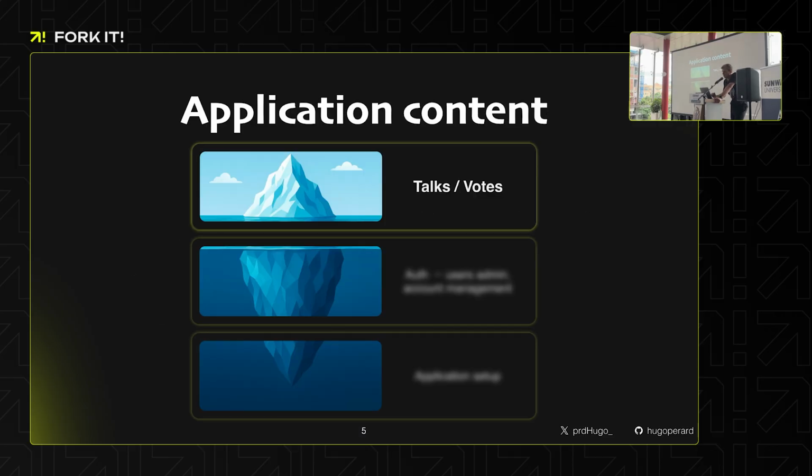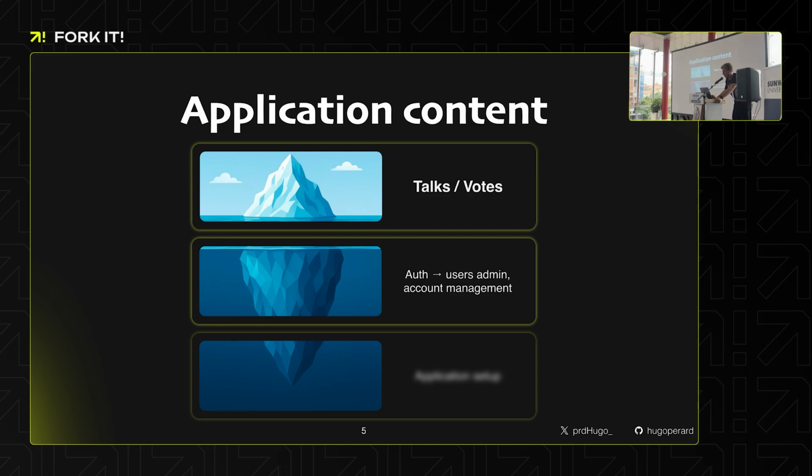The talks and votes parts are in reality only the visible part of the iceberg, because our three features require more stuff to be a production application. For example, an authentication part, because we want the user to be able to consult which talks he has liked. So we need that, and this includes user administration and also account management.